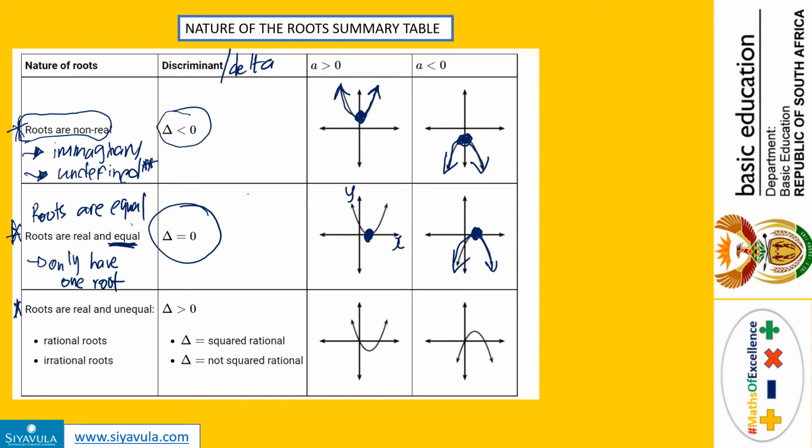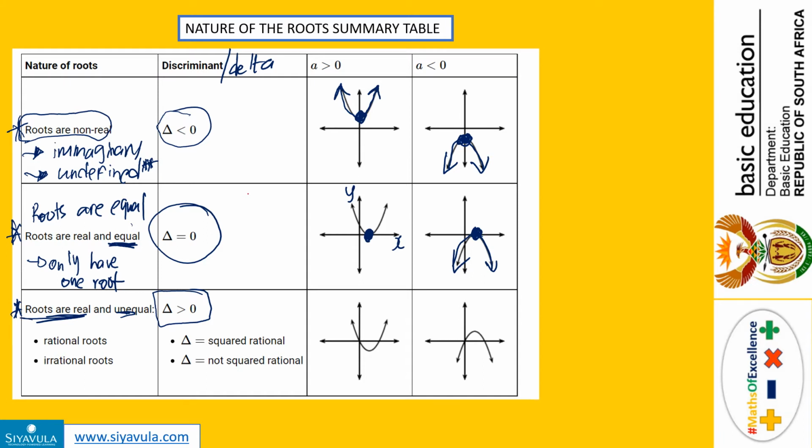That's the condition of the discriminant or delta. Okay, let's move to the third condition. The roots are real and unequal. What do we mean when we say the roots are real? It's when delta is greater than 0. Unequal means we don't have that equality sign to indicate that they are equal. So it's when delta is just greater than 0. We say the roots are real and unequal.